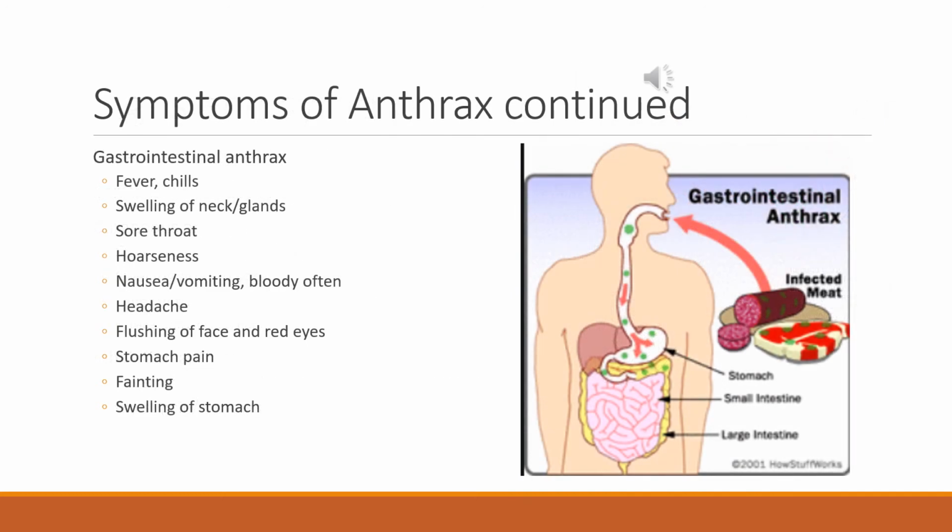Gastrointestinal anthrax has other symptoms. Gastrointestinal anthrax also appears with fever and chills, as well as swelling of the neck or glands in the neck, a sore throat, hoarseness of speech, nausea, vomiting, and diarrhea, which is often bloody, headache, flushing of the face and red eyes, stomach pain. Patients may also appear fainting, and the stomach often swells, causing a distended abdomen.